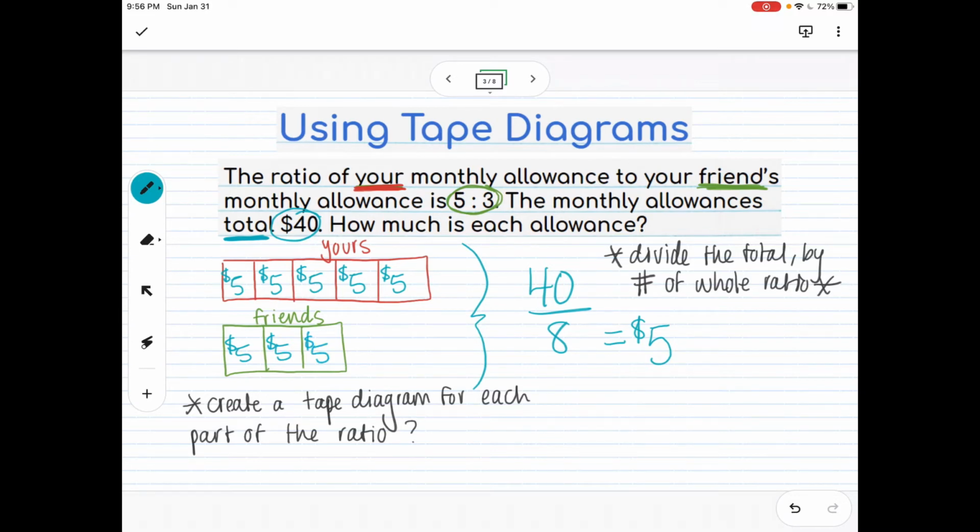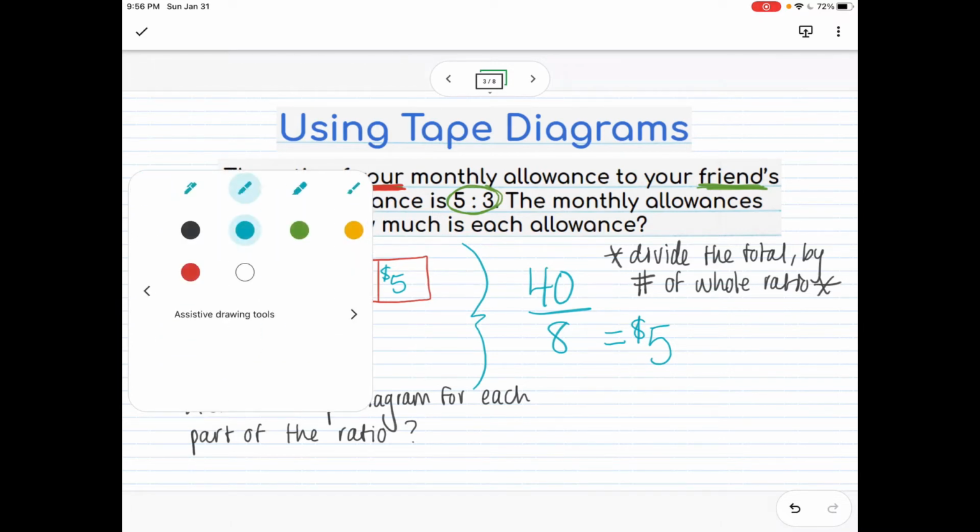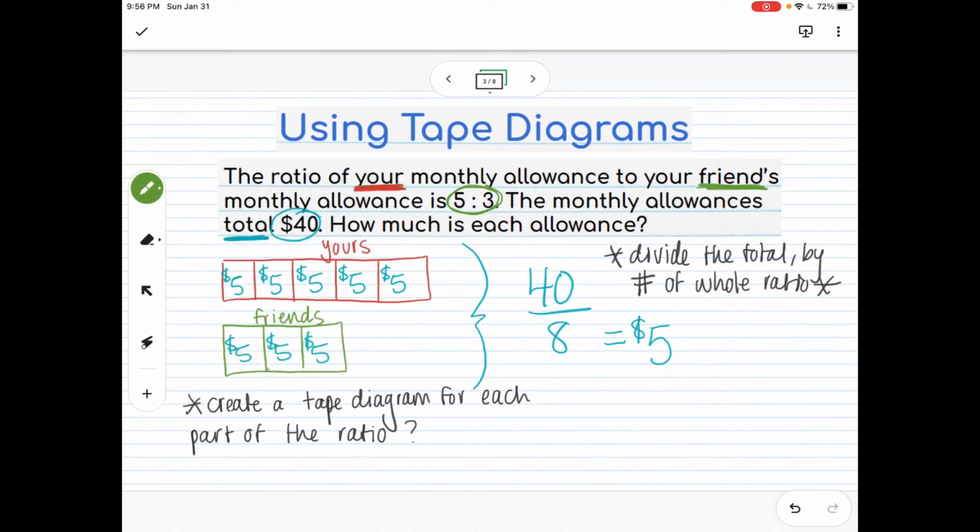All right, so now that we know each of those boxes is equal to $5, we know how much each allowance is total. We would just have to count them up or multiply or add. So in this case, 5, 10, 15, and our friend made $15. And in this other case, we have 5, 10, 15, 20, 25. We made $25.